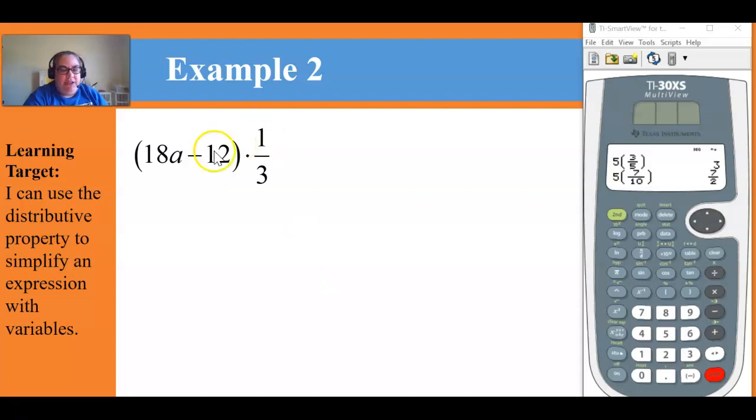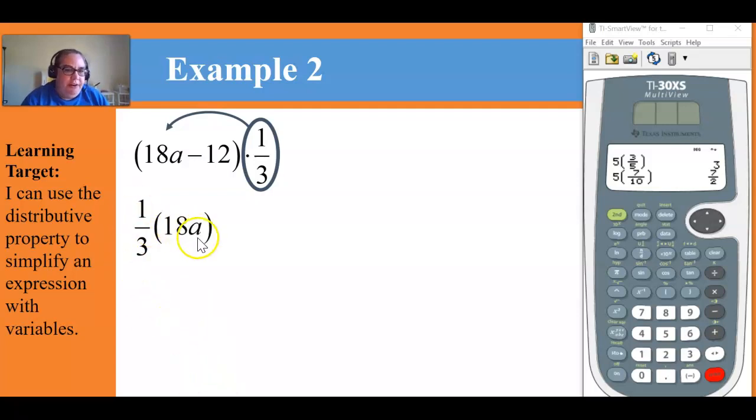So now let's take a look at another example. And what's different about this example is that the constant, the number that we're multiplying, is at the end of our parentheses. But really, according to the distributive property, that shouldn't matter. We are still going to distribute that 1/3 to everything in the parentheses. So we are still going to take that 1/3, we're going to multiply it by the 18a.